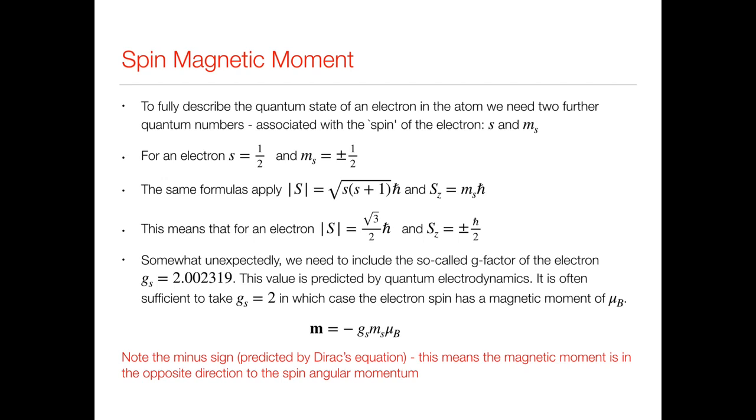The second thing to note is the minus sign, and the minus sign is predicted by Dirac's equation. That's the relativistic version of the Schrödinger equation. So again, that's something that's predicted, and it means that the magnetic moment is in the opposite direction to the spin angular momentum. So if the spin points up, the magnetic moment of that state is actually pointing in the opposite direction. So just something to bear in mind.